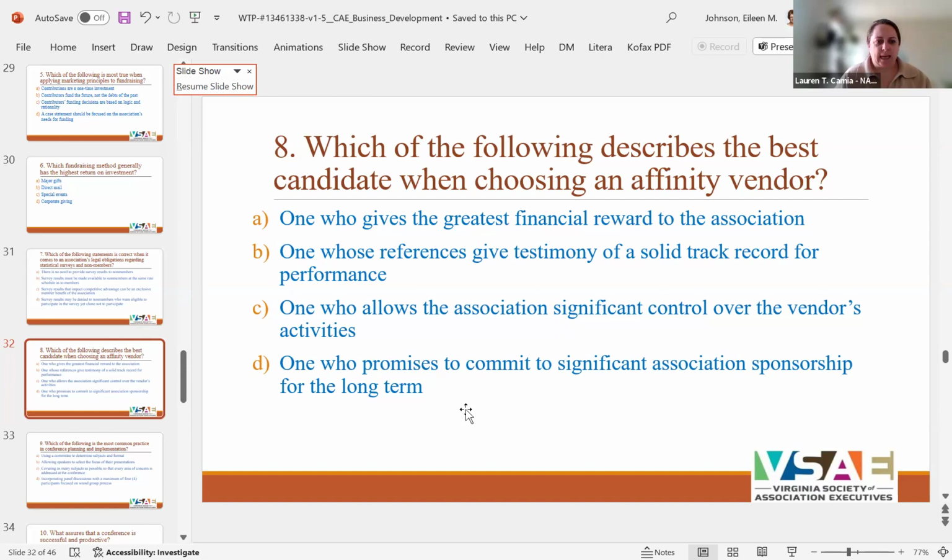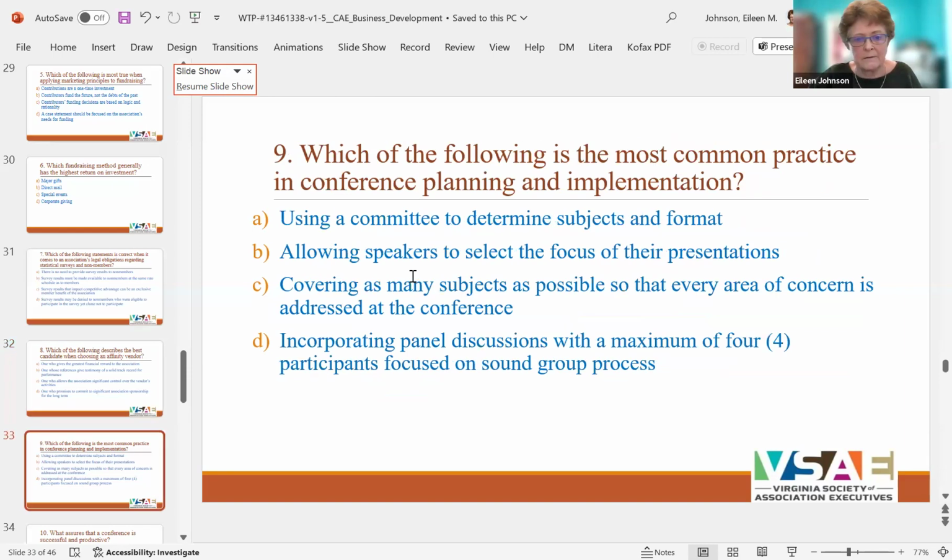I'm kind of between A and C here, because those seem to be the most beneficial to the association. Mhm. And I'm just not sure which one is the one that would... I guess I'll go guess A, one who gives the greatest financial reward to the association. I think either of those are good choices, but B, the one whose performance references give a solid track record, is the preferred answer.